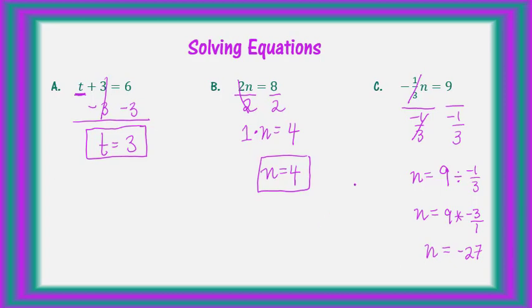I could have also looked at this as negative 1/3 n equals 9. I could have multiplied both sides by the reciprocal automatically to give me negative 3 divided by 1, which, once I do it to one side, I have to do it to the other. Negative 3 divided by 1. And here, these divide off, giving me n, and still here I get n equals negative 27.